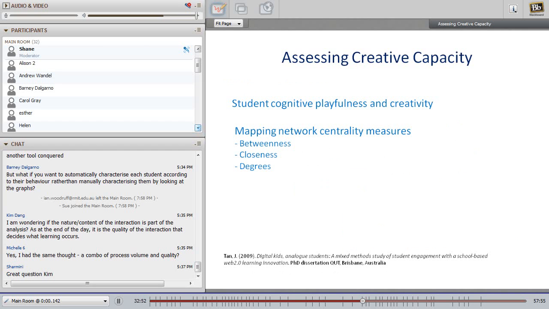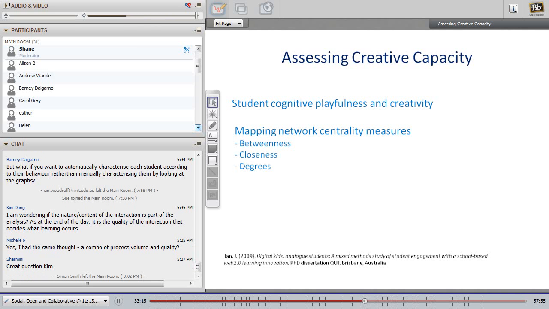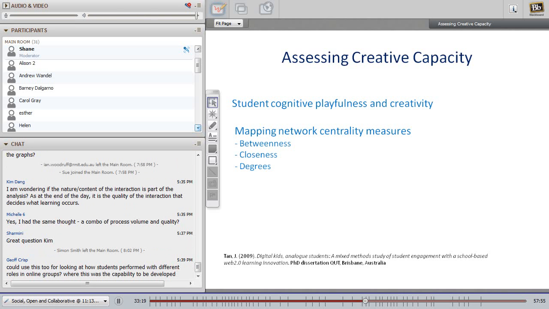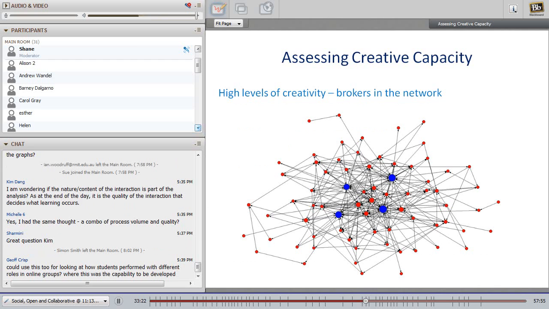Could we look at this in medical education and see whether the students who played these brokering roles in a network were the creative individuals? Did they have these creative attributes? We took some work from Jen Paling Tan, from her PhD, Digital Kids Analog Students, and she had a really great self-report survey looking at student cognitive playfulness and creativity, and we mapped those surveys back into the centrality measures around betweenness, closeness and degrees. The nice thing is, it's been published and I'm happy to give you directions to that paper, but basically the students who filled these brokering roles, the blue colouring here, were the higher students with the self-reported notions of creativity.